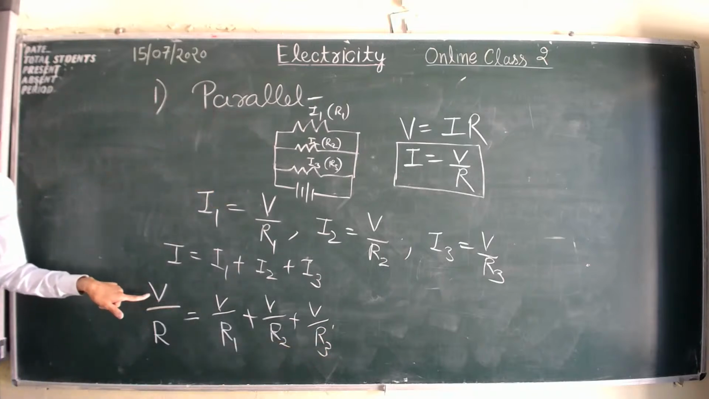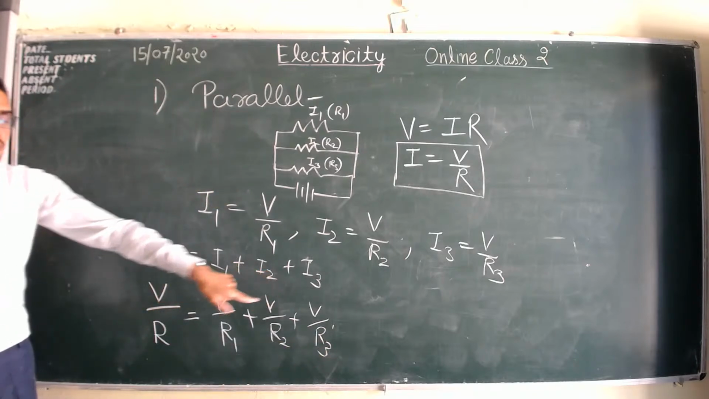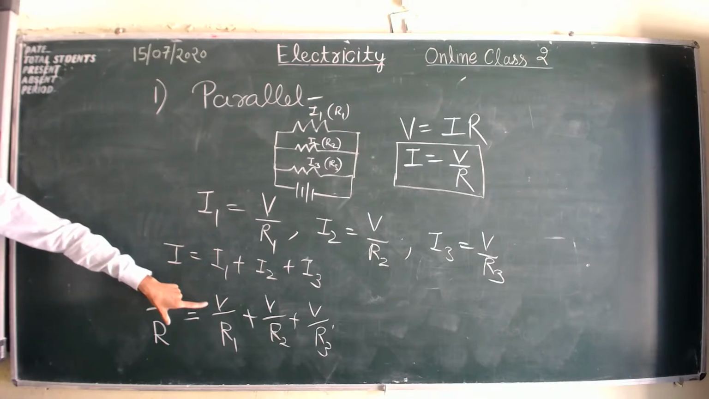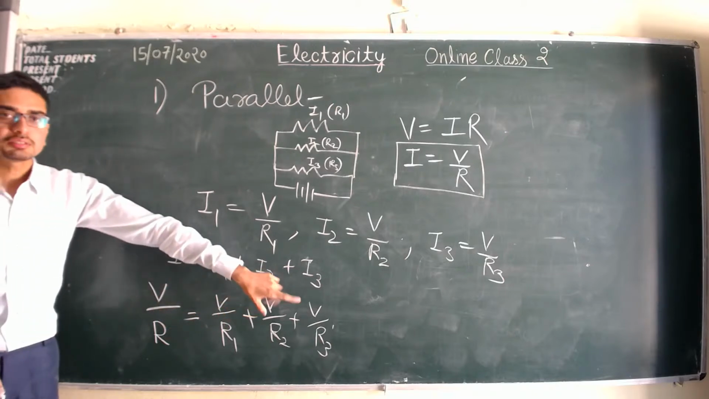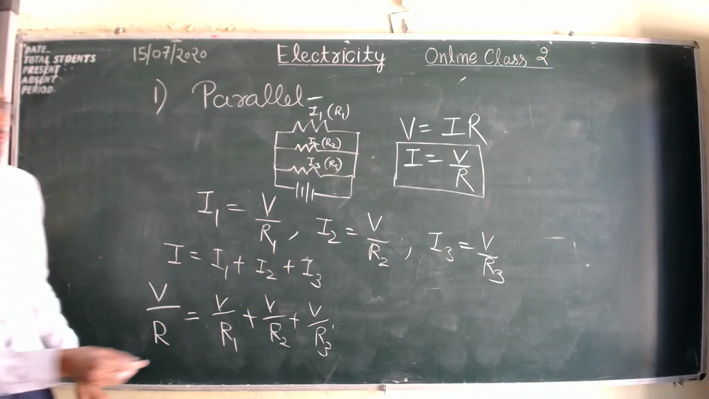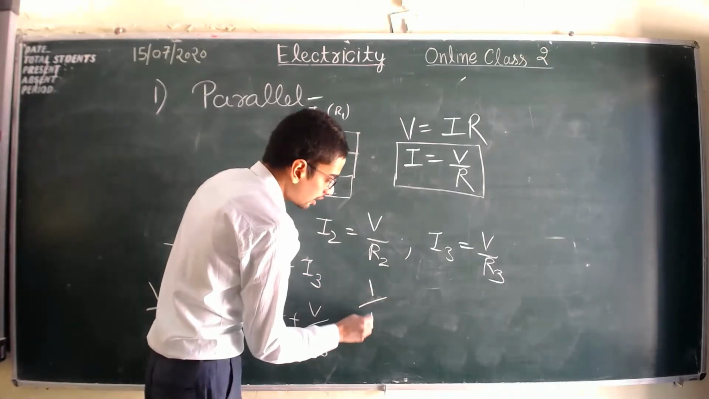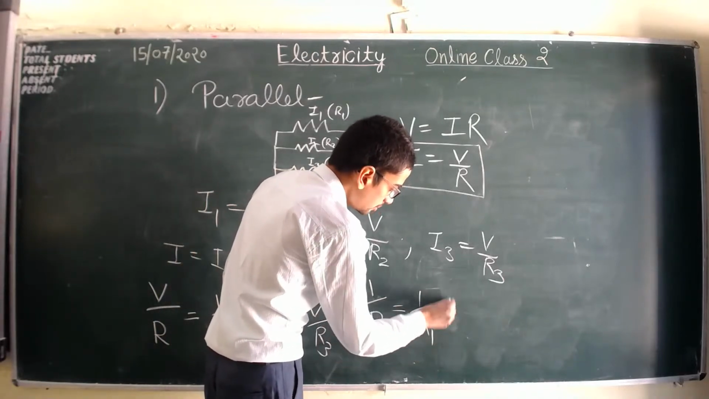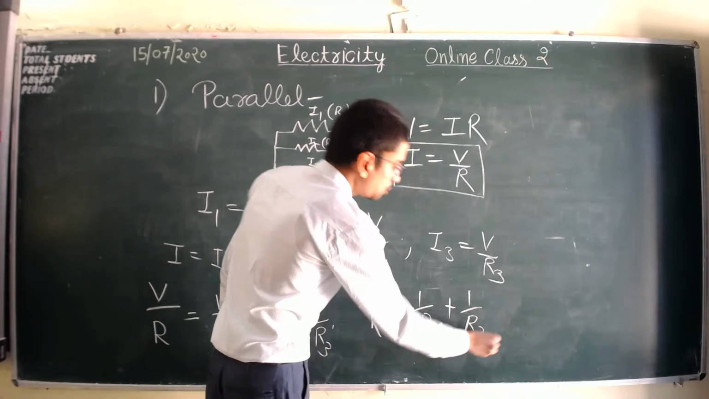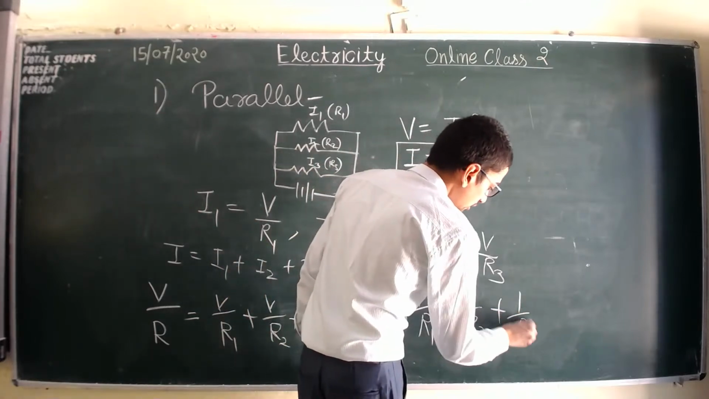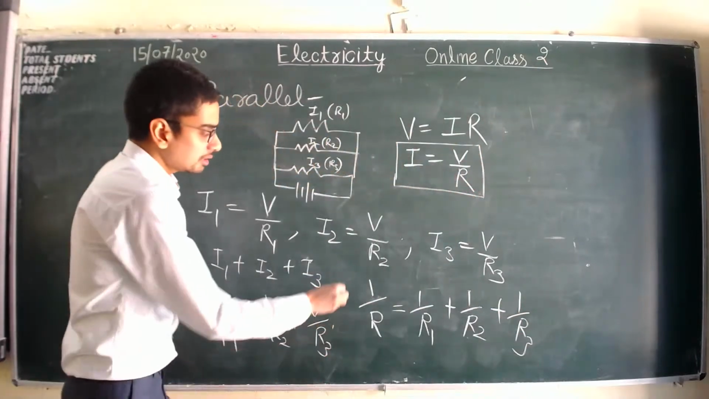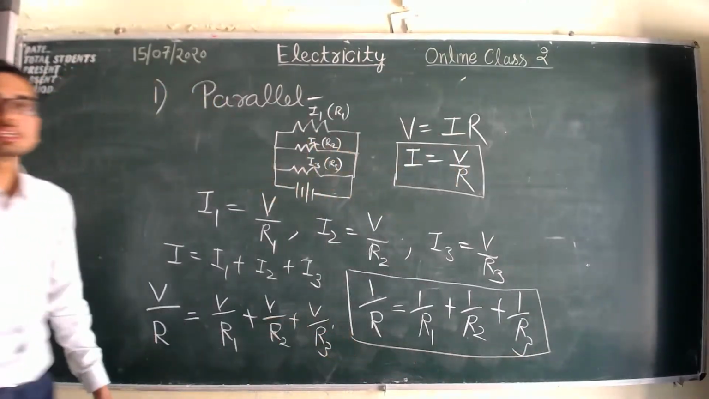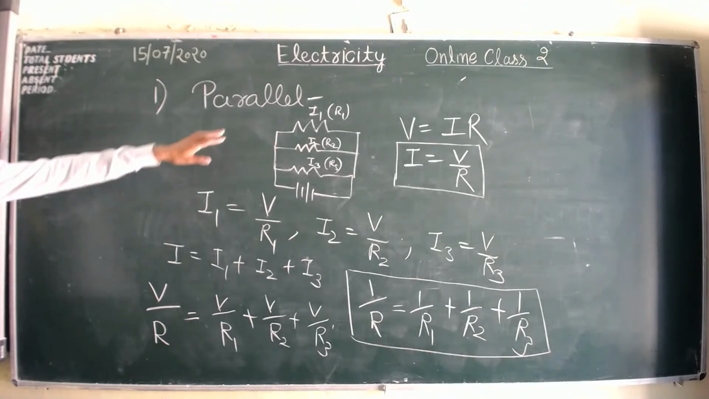Now V is the same, V is common, so it will cancel. What is left? 1 by R is equal to 1 by R1 plus 1 by R2 plus 1 by R3. That is the final formula. 1 by R is equal to 1 by R1 plus 1 by R2 plus 1 by R3. This is the resultant resistance for a combination of resistors in parallel.